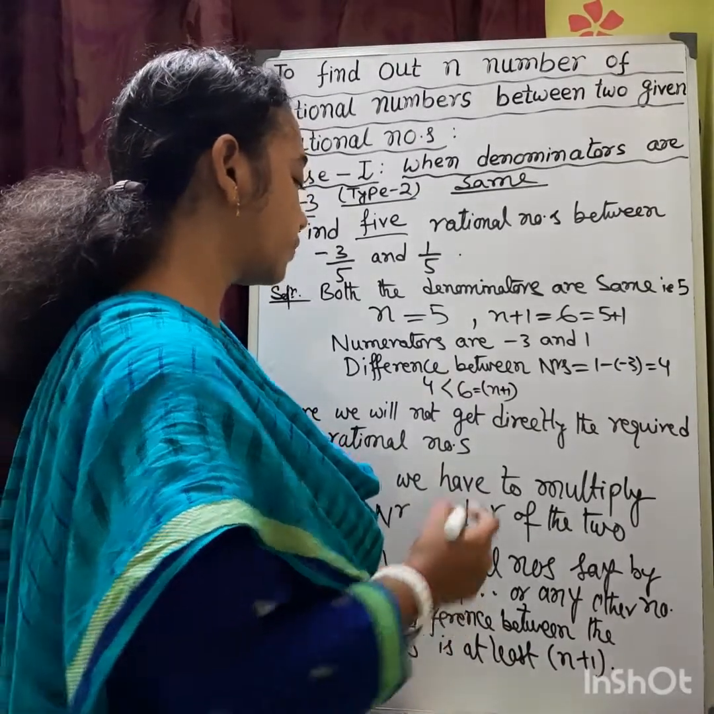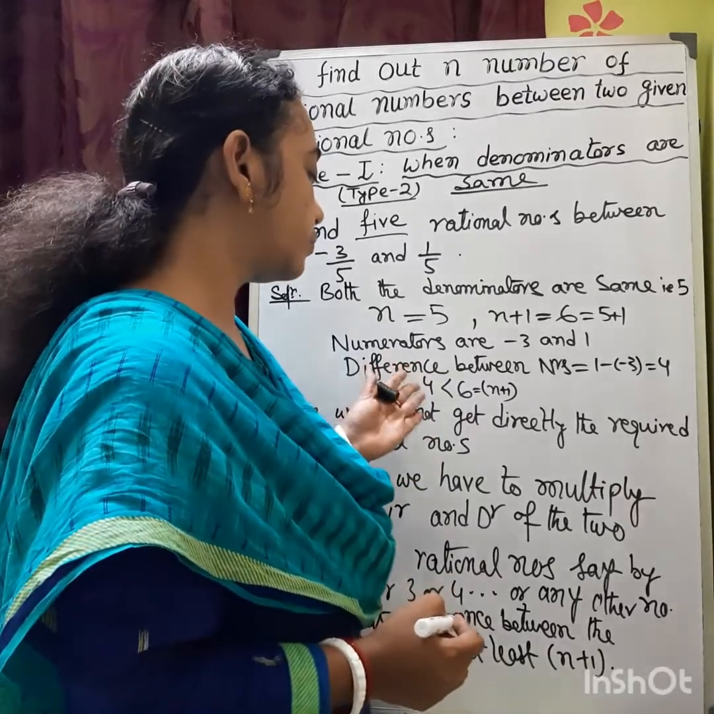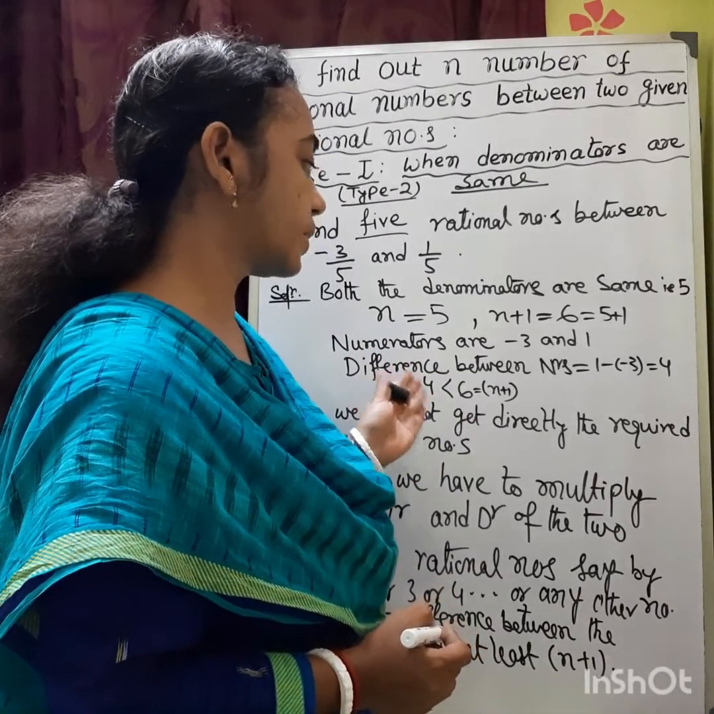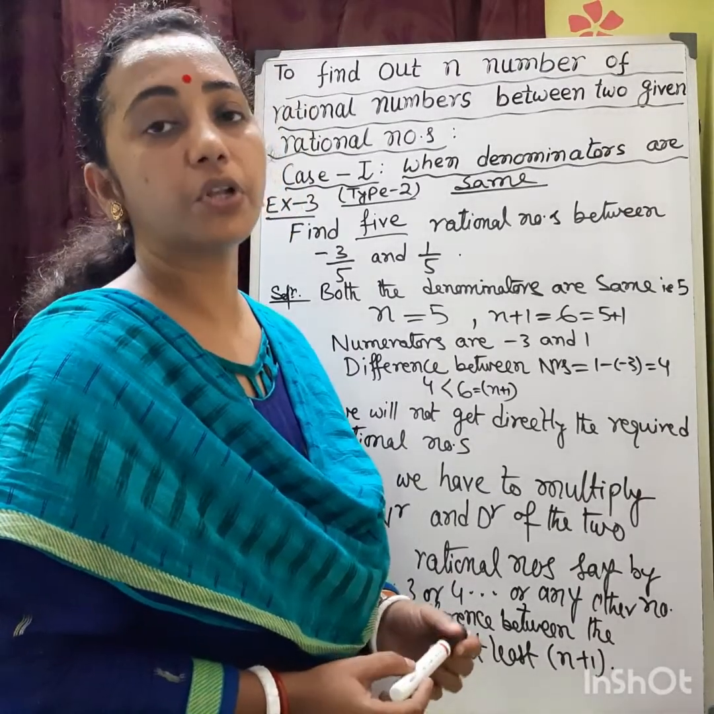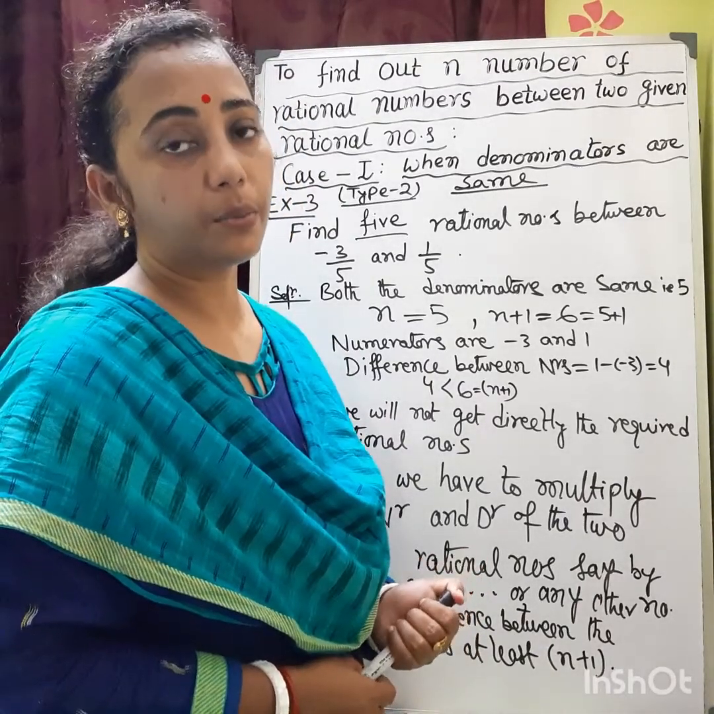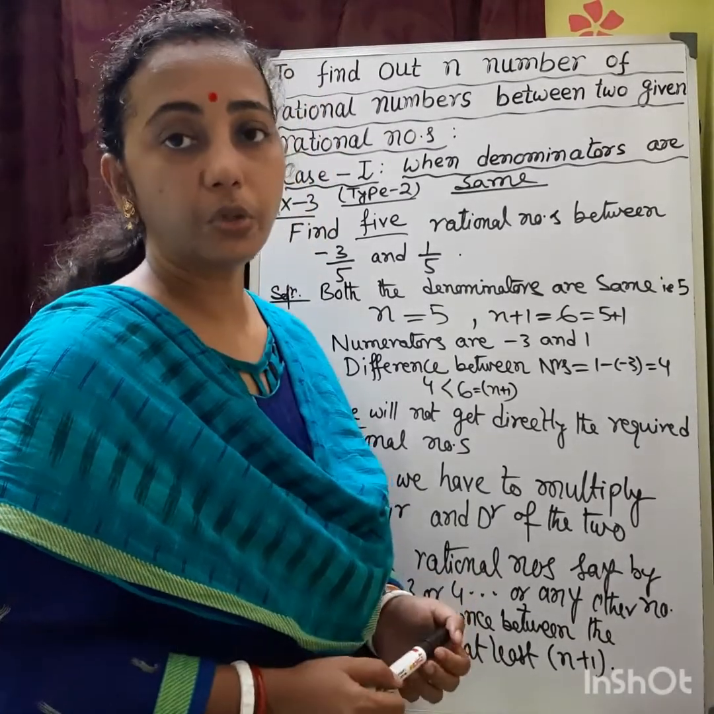So in this case, we will not get directly the required 5 rational numbers. When the difference of the numerators of the given rational numbers is less than n plus 1, we will not get directly the required n rational numbers between the given rational numbers. So what will we do in that case?